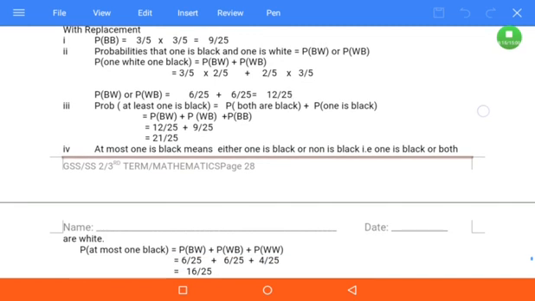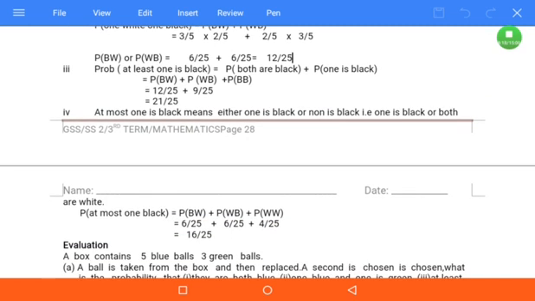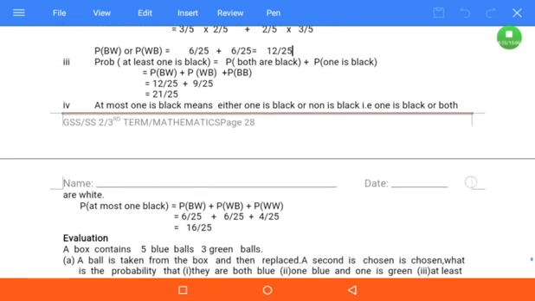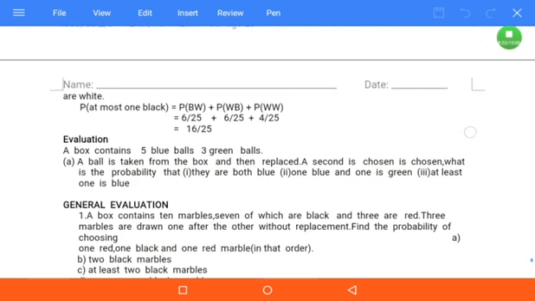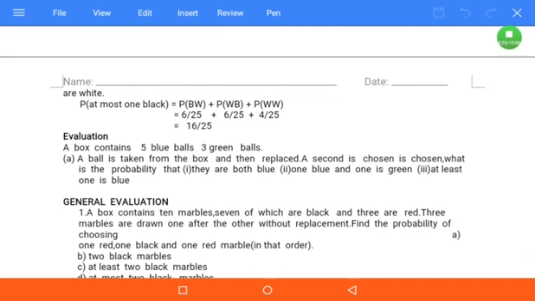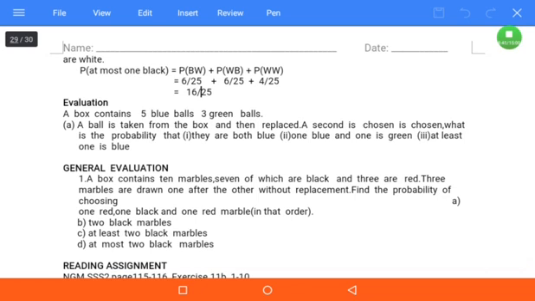Now we got 12/25. So you're going to add it to white and white. The probability of white is 2/5, can you see? So multiply 2/5 times 2/5. That gives us 4/25. When you add all this together, you should arrive at 16/25. I believe this class is clear.